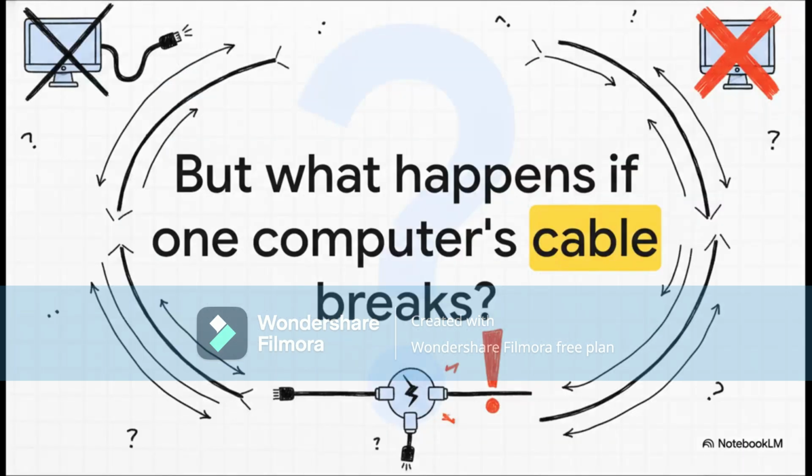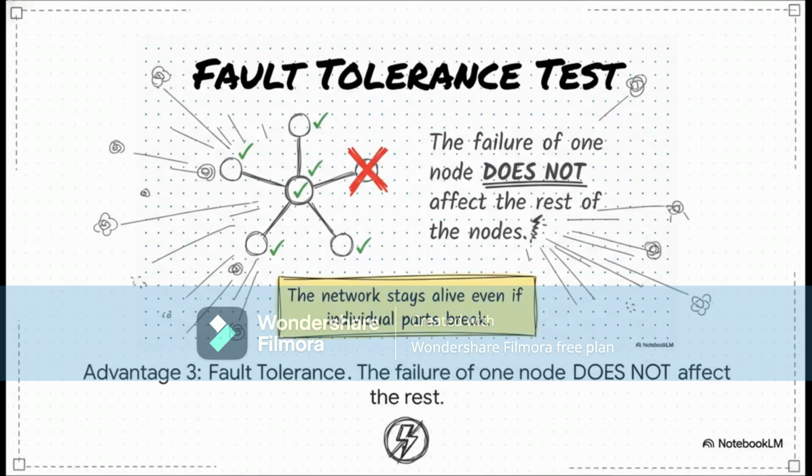Simple. Now this leads to a really important question, and it's the kind of thing that loves to pop up on exams. So what happens if one computer's cable just breaks? And here it is, the star's biggest superpower, fault tolerance. This is our third advantage, and trust me, it is a huge deal. If one computer or cable fails, it doesn't matter. It does not take down the rest of the network. Everyone else just keeps on working like nothing even happened. The network stays up. This kind of reliability is a massive win in the real world, and I can almost guarantee you'll be asked about it on a test.